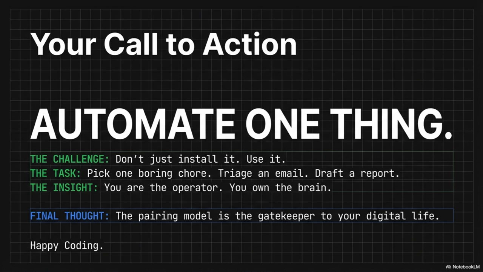Before we go, I want to leave you with a thought. We talked about connecting this to Telegram or WhatsApp. Once you have a local LLM that can read your messages and execute code on your machine, what happens when you start giving it access to your calendar or your smart home or your bank API? That is where the pairing mental model becomes not just a security feature, but the gatekeeper to your entire digital life. Something to mull over as you watch those terminal logs scroll by.